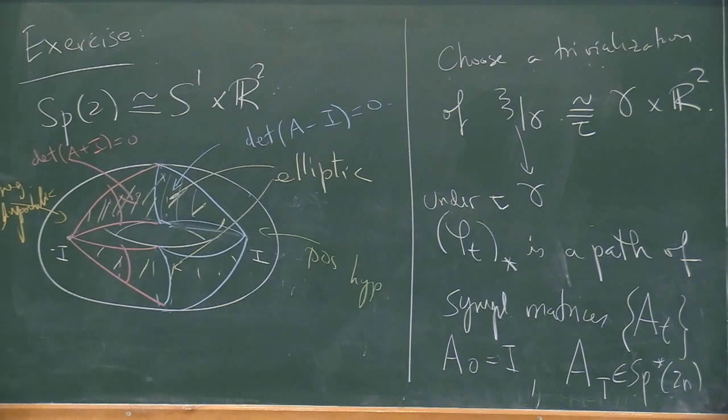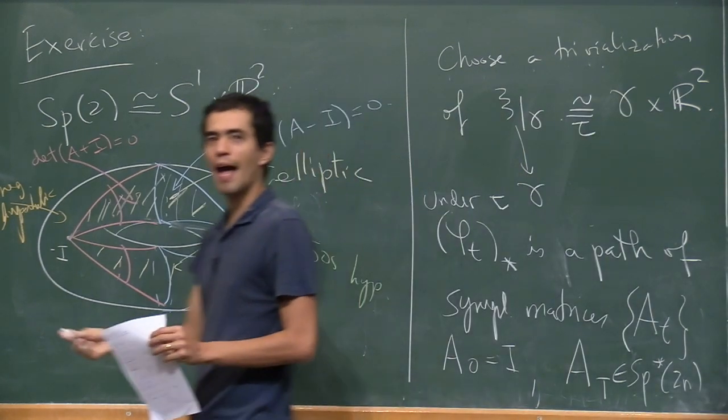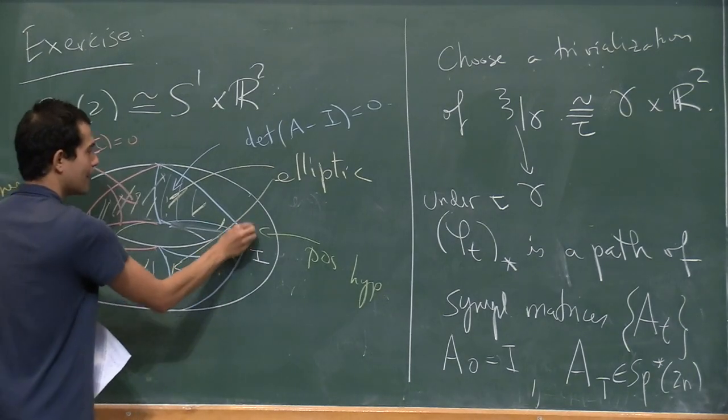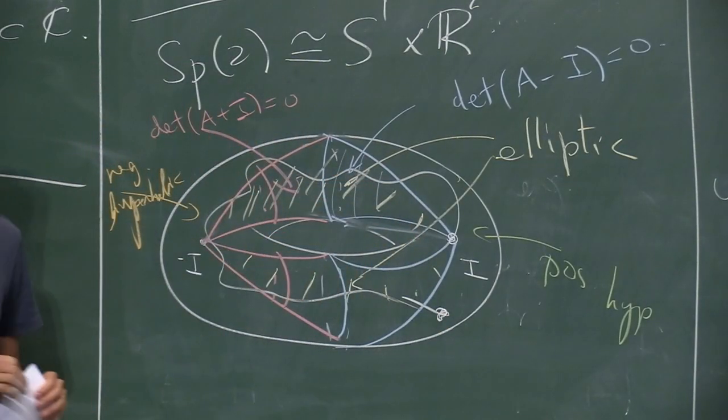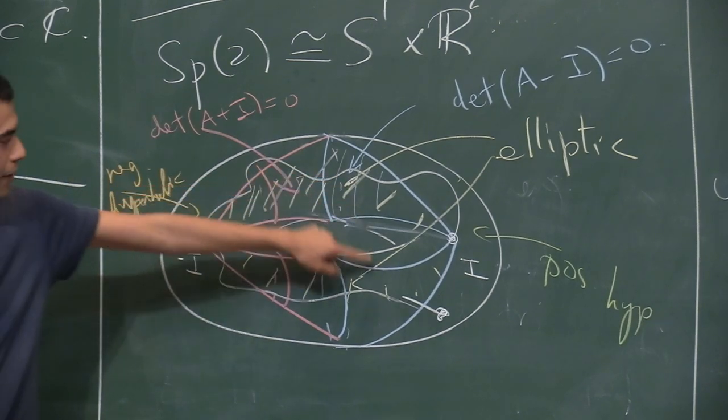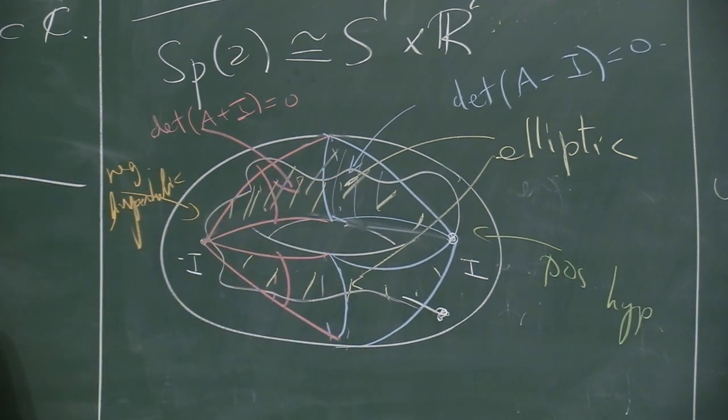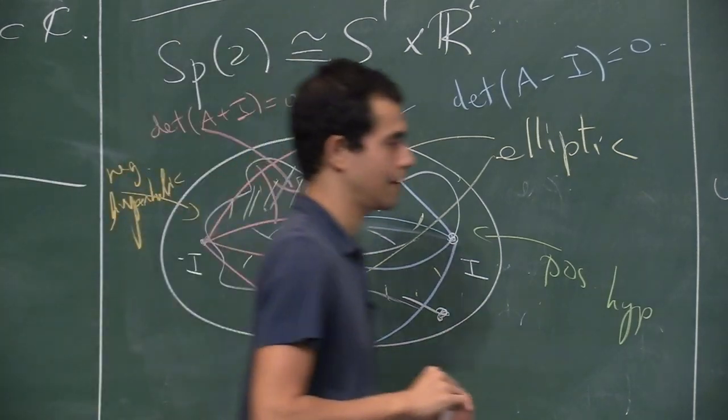So SP star for me is just going to be the set of matrices that are not identity or minus identity. Okay. So the idea, if you believe this picture, is you have a path that starts from the identity and does something, and then it ends somewhere that's not on this blue cycle. This is called the Maslov cycle, the blue cycle.